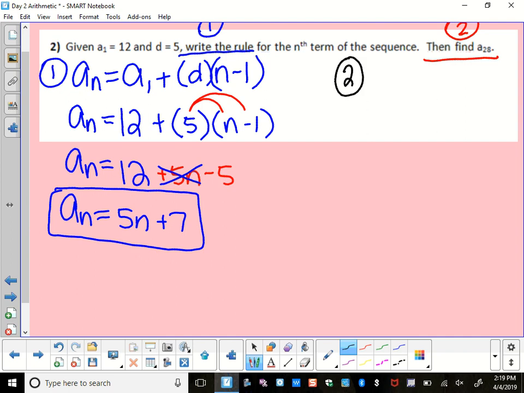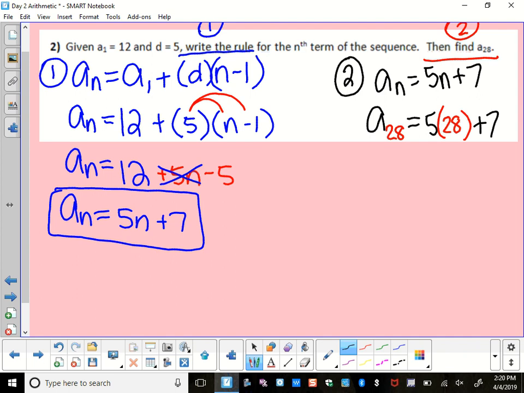The second part of this is to use the rule we just made. And which term do I need? The 28th term. So my a sub 28 equals 5 times 28 plus 7. What do you get for your 28th term? 147. Did everyone get 147? 5 times 28 plus 7? 147? Yeah.